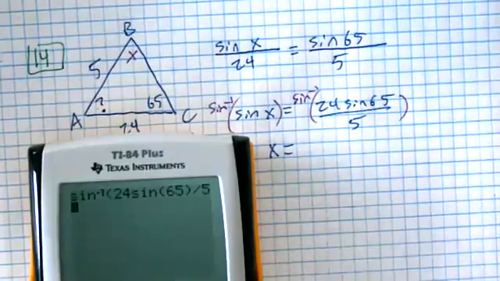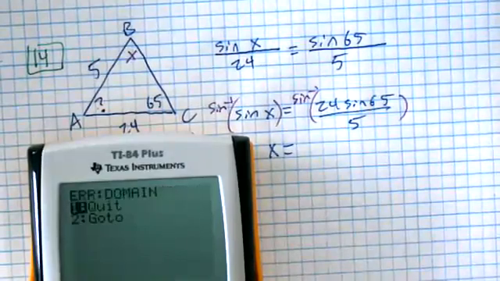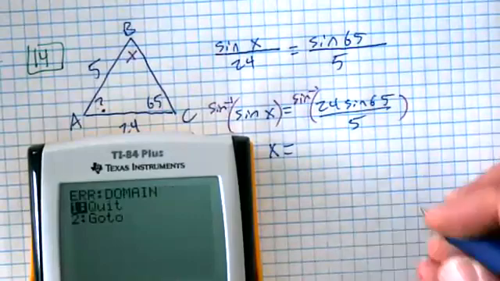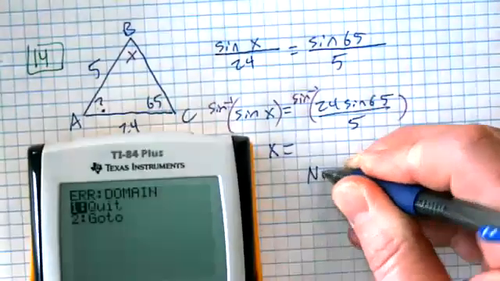So we've done everything. We hit enter and we get this domain error. Congratulations, we're done with this problem. So this one's finished, and our answer is no such triangle.